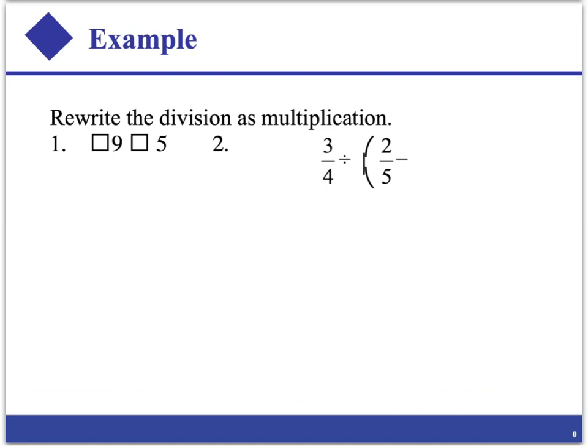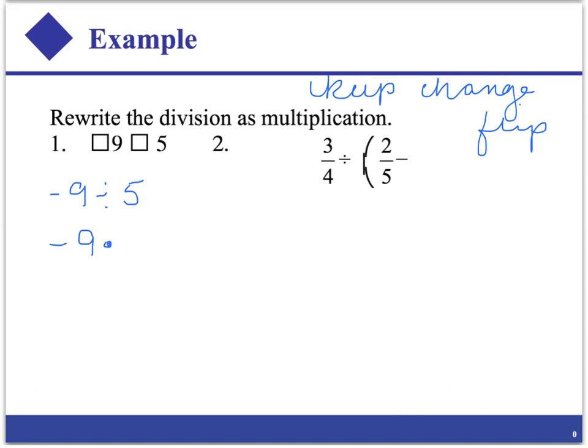Alright, so the first step is to rewrite these as multiplication. We're not going to solve them, we're not going to work them. It just says to rewrite them as multiplication. So I think of it this way: we're going to keep the first one, change our operation, and flip the second one. So our first one is -9 divided by 5, so -9 times 1/5. See what we did there? We kept the first one, we changed our sign, and then we flipped the second one. We took the reciprocal.